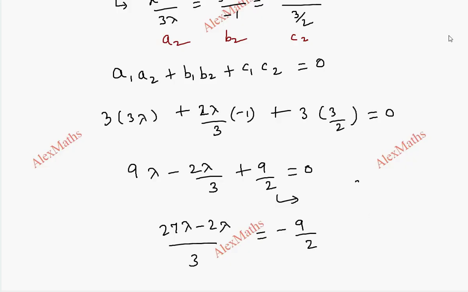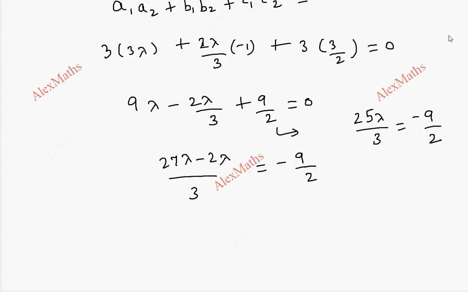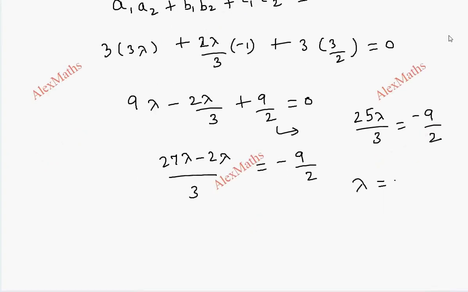So 25 lambda by 3 equal to minus 9 by 2. Then lambda will be minus 9 by 2 into 3 by 25. So lambda is minus 27 by 50.